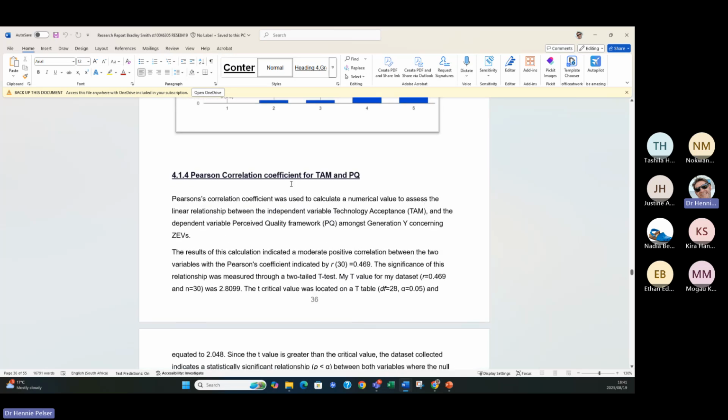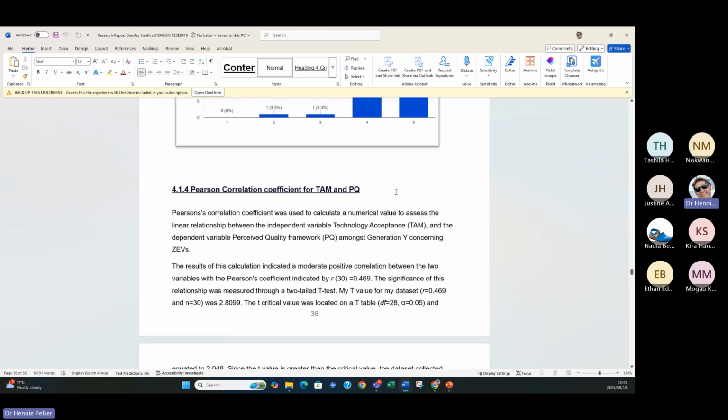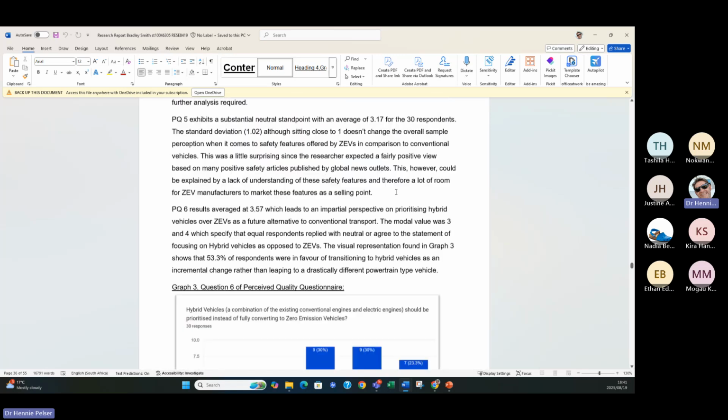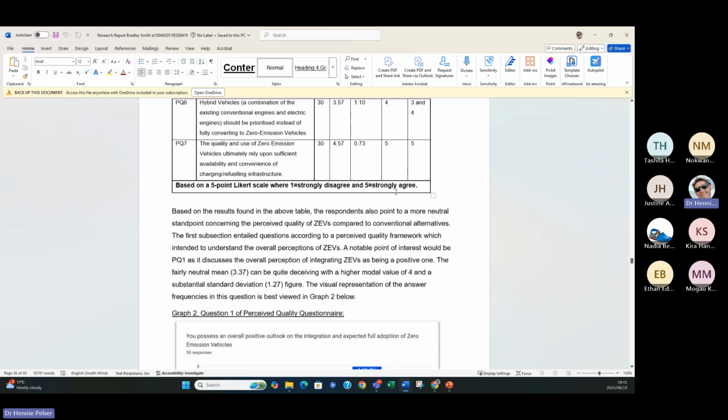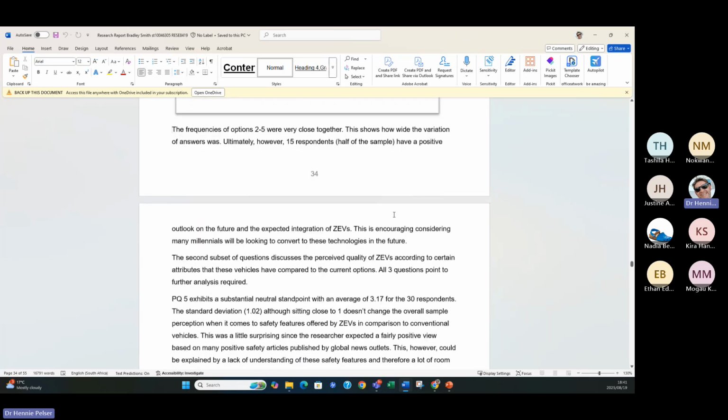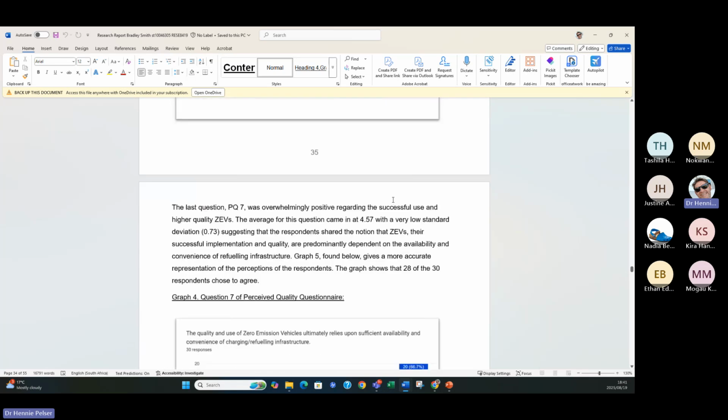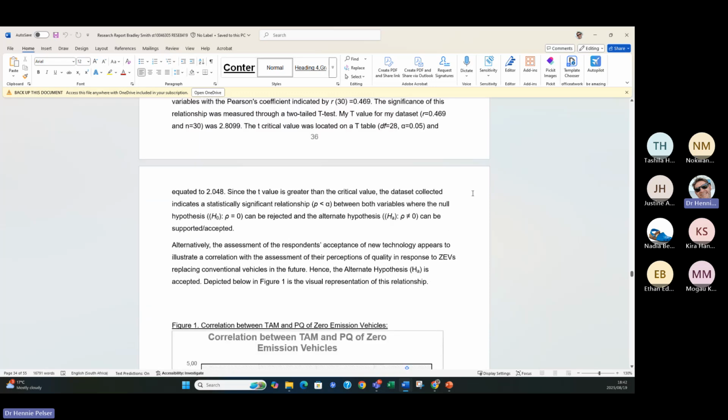And then it was literally to look at technology acceptance, and I might have messed up when I spoke earlier. And then he also looked at perceived value. My apologies. So technology acceptance, the independent variable, perceived value, the dependent variable.